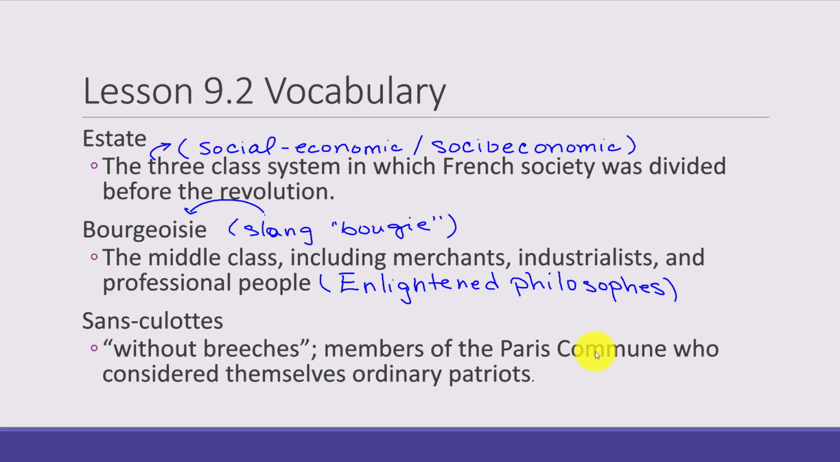Then you have bourgeoisie. That's the way you say that word, and that's kind of where that slang came from when we say somebody's bad and bougie. Yeah, so that's where it comes from. Bourgeois or bourgeoisie was kind of the middle class, and sans-culottes is French for without breeches, and those were members of the Paris Commune who saw themselves as patriots, and we'll talk more about them later.